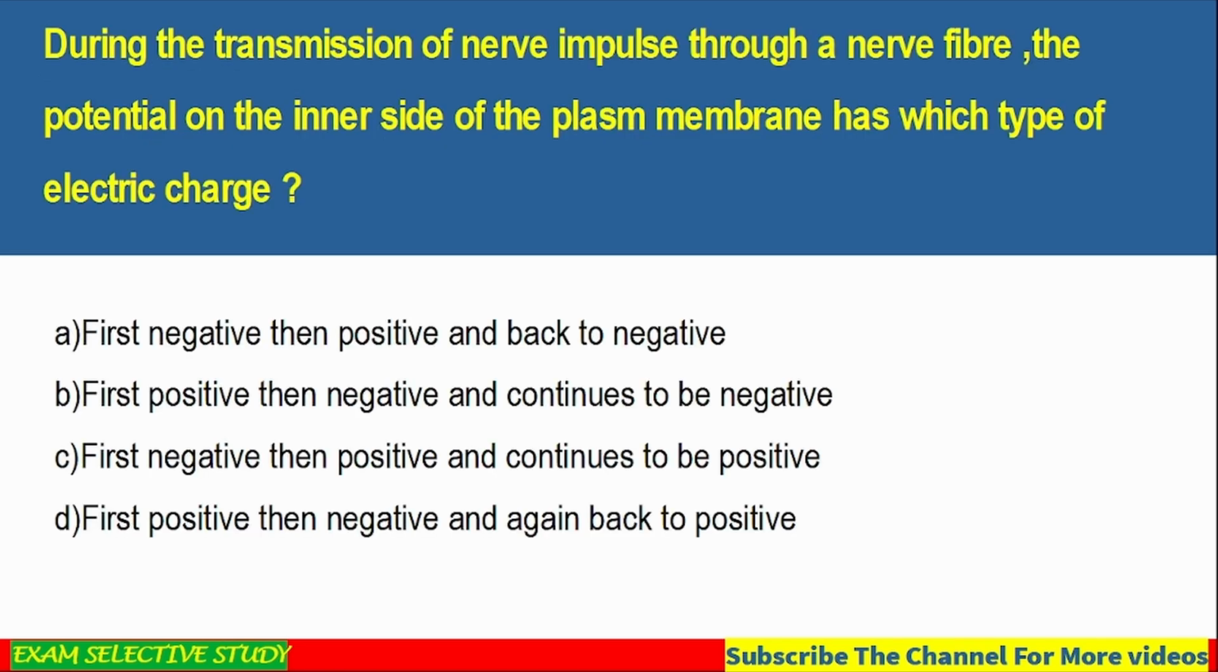During the transmission of nerve impulse through a nerve fiber, the potential on the inner side of the plasma membrane has which type of electric charge? First negative, then positive and back to negative.